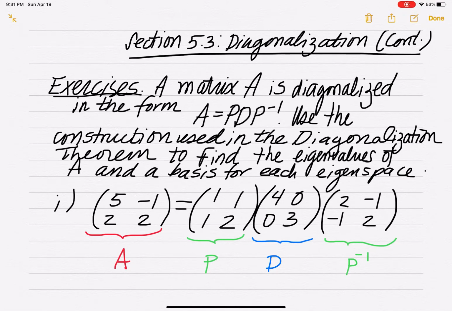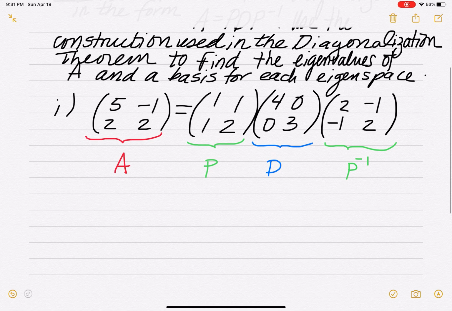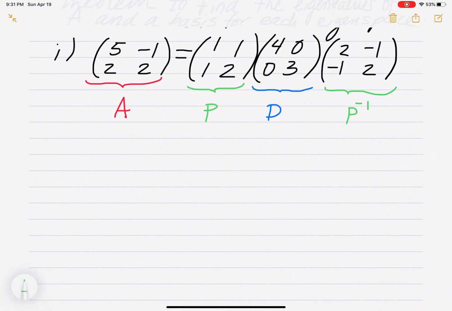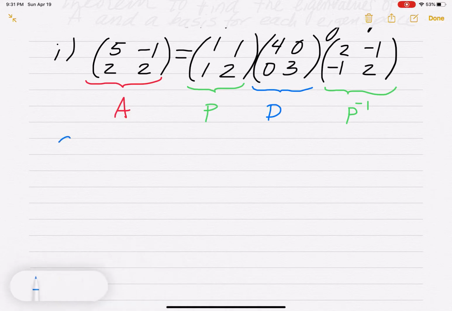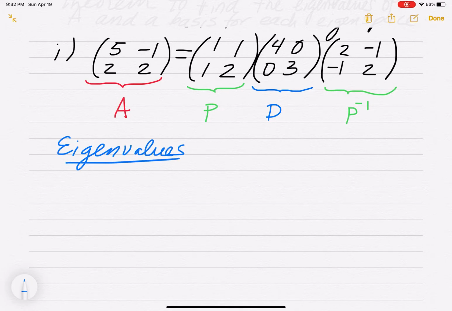Now remember, for the construction of the diagonalization theorem, your eigenvalues show up in matrix D, right? Your eigenvalues are the diagonal entries along this diagonal matrix. So your first eigenvalue would be 4, sometimes called lambda 1. I'm just going to call it lambda equals 4. The second eigenvalue would be lambda 2, lambda equals 3.